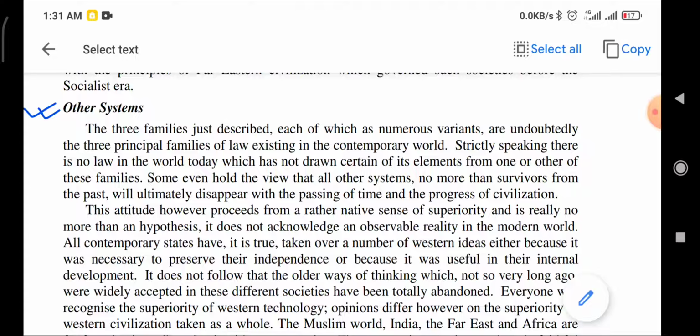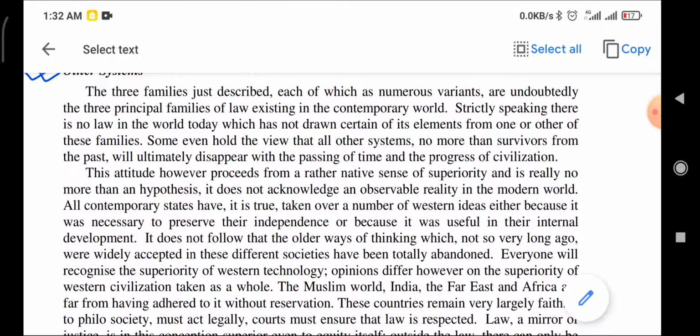All contemporary states have, it is true, taken over a number of Western ideas, either because it was necessary to preserve their independence or because it was useful in their internal developments. It does not follow that the older ways of thinking, which not so very long ago were widely accepted in these different societies, have been totally abandoned.